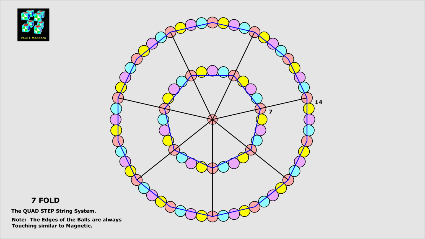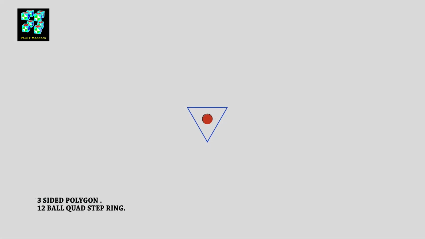Now the 7-sided polygon is made of a 28-ball quad-step array, a perfect array. And the next ring is a 14-sided polygon. And this is 4 times that to give us a 56-ball quad-step array. Okay, now I've put an anim together to show you this type of geometry going together.